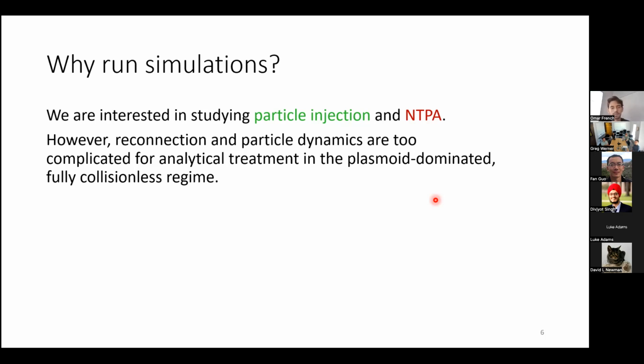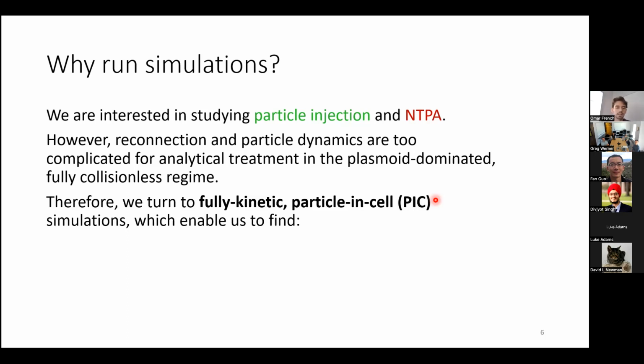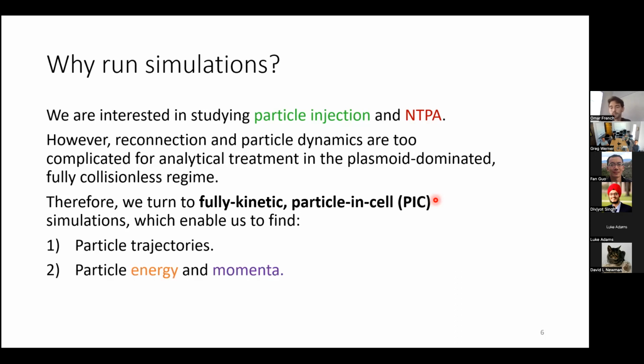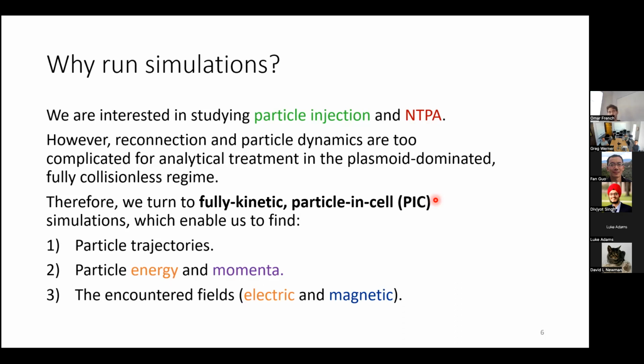regime, maybe resistive MHD. But when you have a fully collisionless plasma, we need a fully kinetic description, and therefore we run simulations to obtain that information. We run these particle-in-cell simulations, and this enables us to find particle trajectories and particle energy momenta, as well as the fields encountered by particles, namely electric and magnetic fields. As we'll see soon, this information is instrumental for a complete description of the particle energization from reconnection, and that is what we'll discuss next.